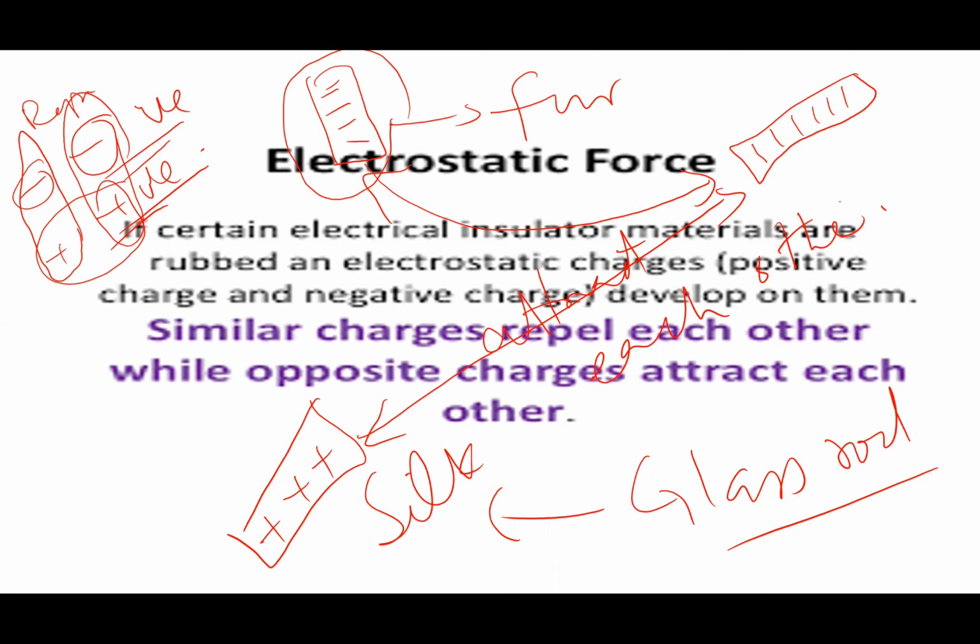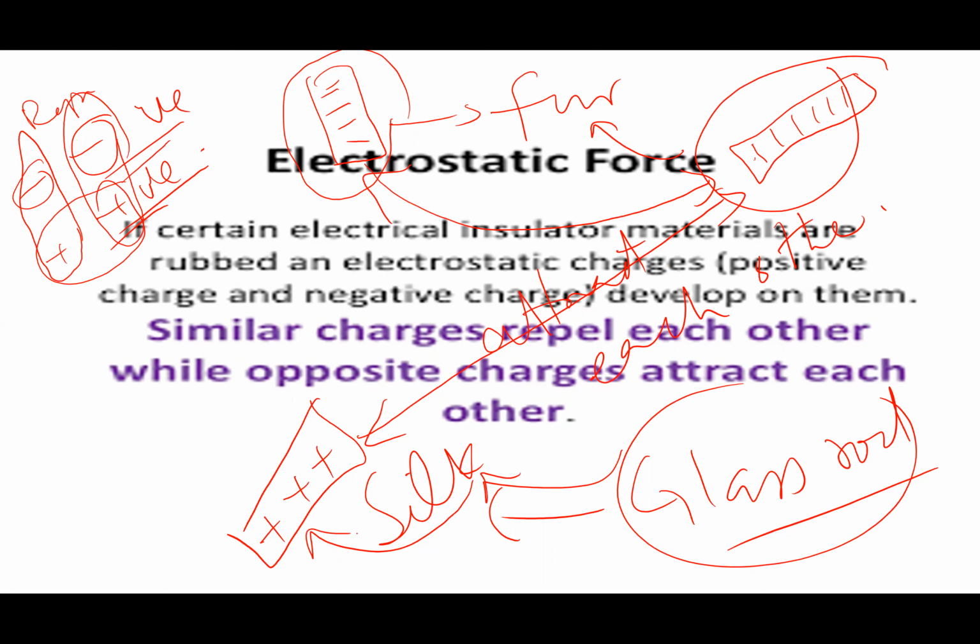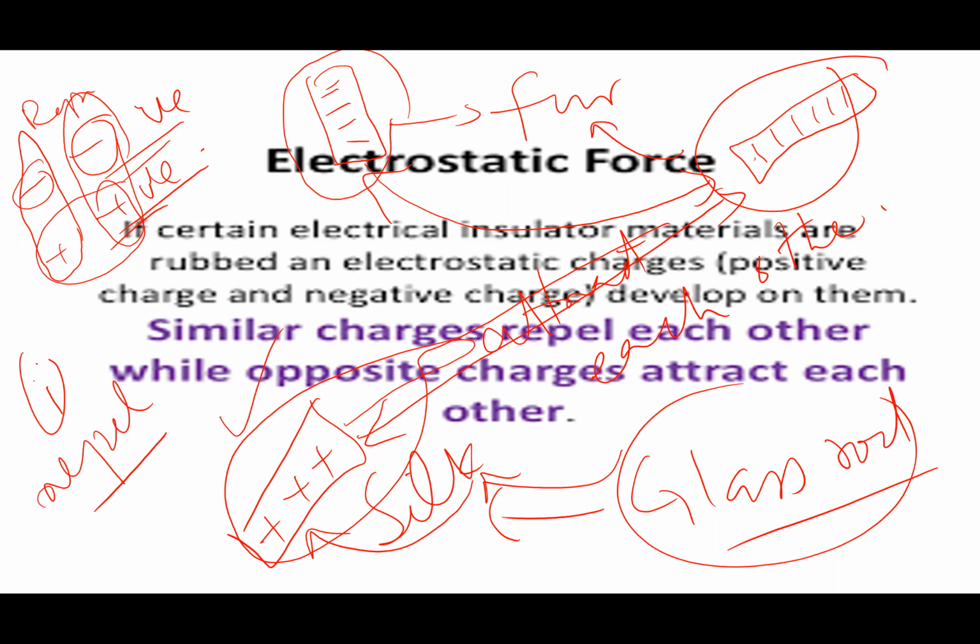So if you rub a plastic rod with fur, it will be negatively charged. Negative charge will develop over the surface of the plastic. And if you take a glass rod and rub it with silk, positive charges develop on it. So if both these are brought close together, they will attract each other because they are opposite charges. From these two experiments, we can say that similar charges repel each other, and opposite charges attract each other.